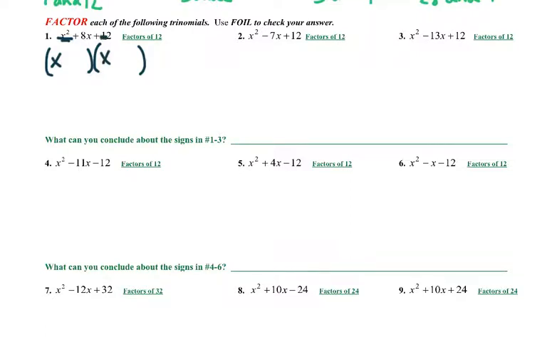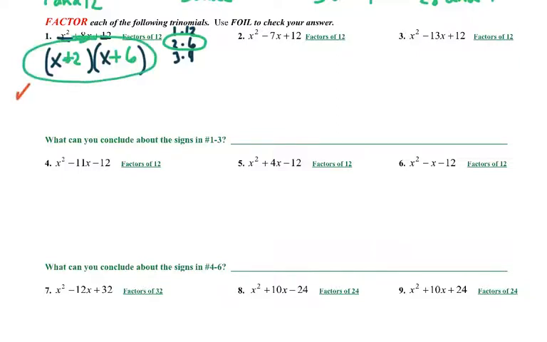Then you look at the last term, which is 12, and you write down here on the side the factors of 12. 1 times 12, 2 times 6, 3 times 4. I need to know which pair of numbers that multiplies to 12 also adds to 8. It has to add to the middle term. So I think you'll agree that 2 and 6 multiply to 12 and add to 8. And this is my answer.